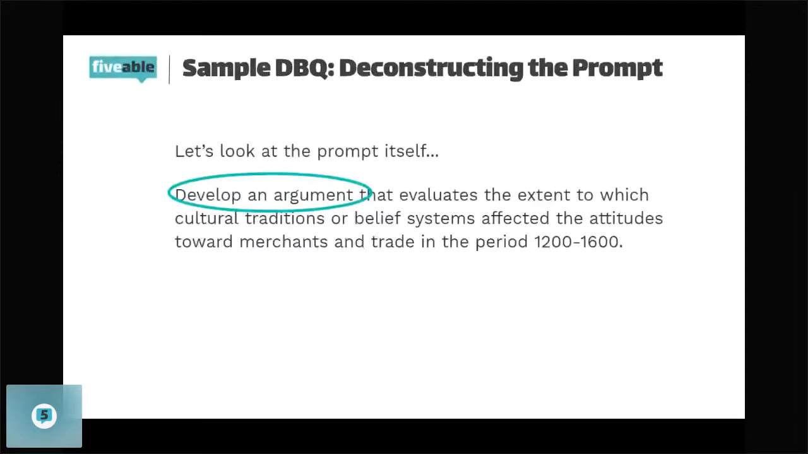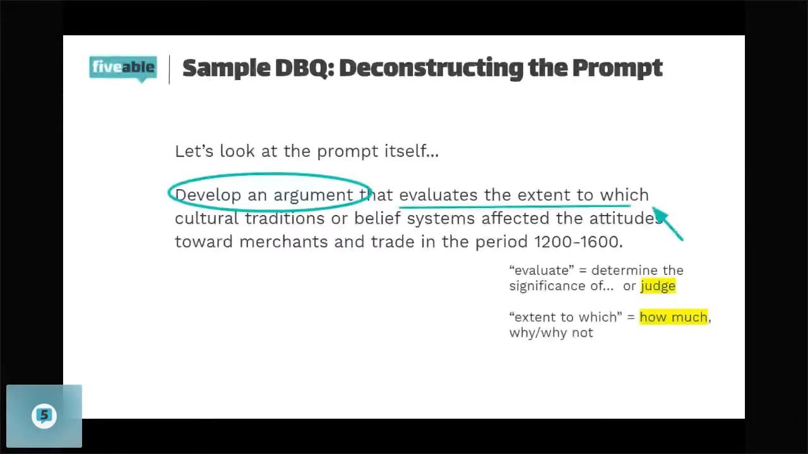All right, let's look at the prompt here. To refresh you, the prompt is develop an argument, and this is how College Board is always going to start these. Develop an argument. So they do want you to take a side when they say develop an argument. So you are arguing something, right? You're not just describing something. Okay, so develop an argument that evaluates the extent to which cultural traditions or belief systems affected the attitude toward merchants and trade in the period 1200 to 1600.